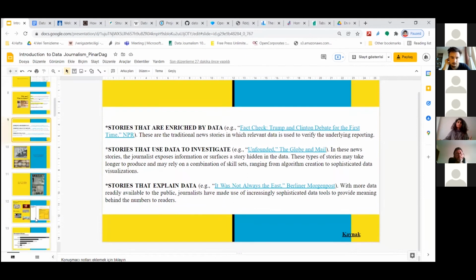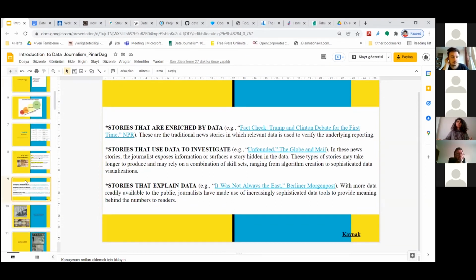Well, I have lots of examples here. I'm not going to share all of them, but there are 3 types of data journalism we see in recent years. In this one, for instance, you have data and you have a story idea, and you enlarge it by data you get from statistic institutes, etc. But the second one is stories that use data to investigate. That one is actually what we see more. And the third is stories that explain data.